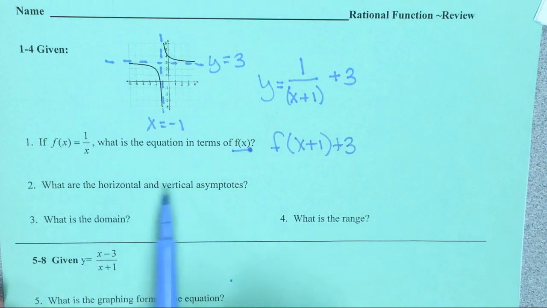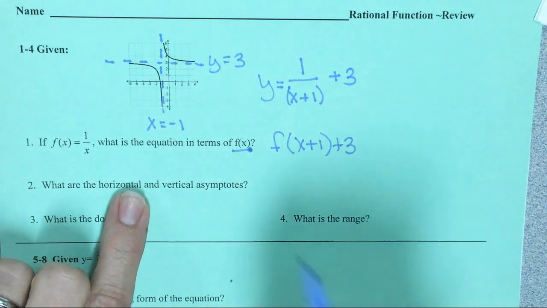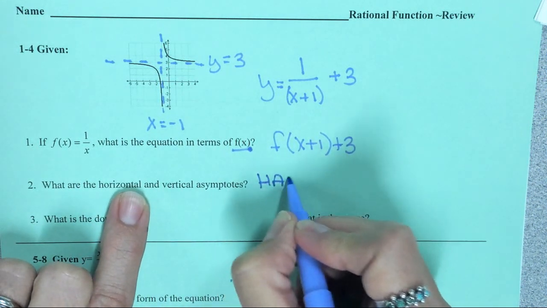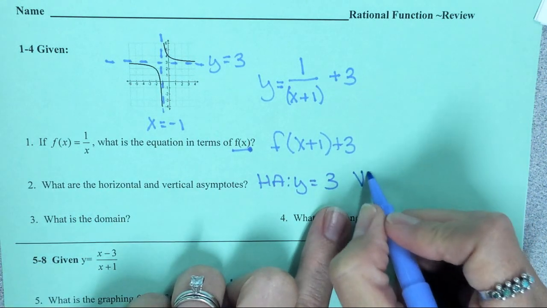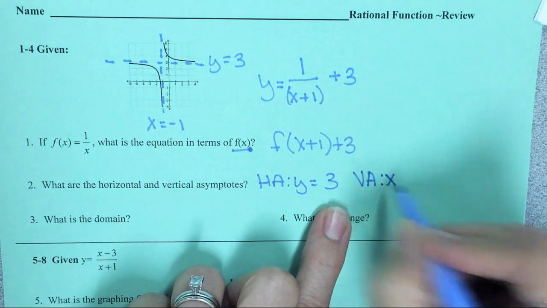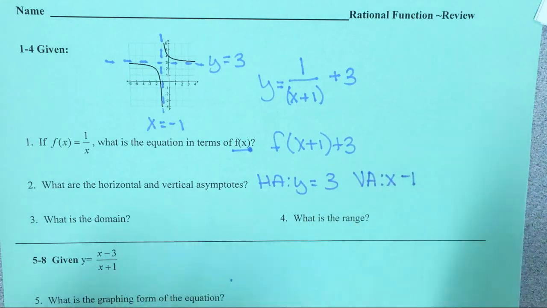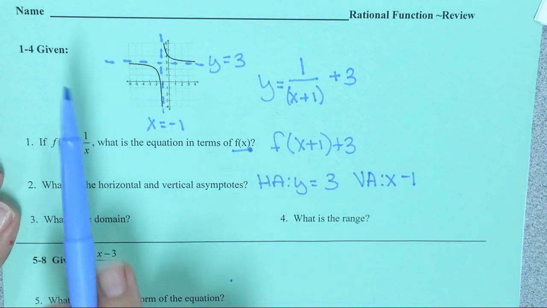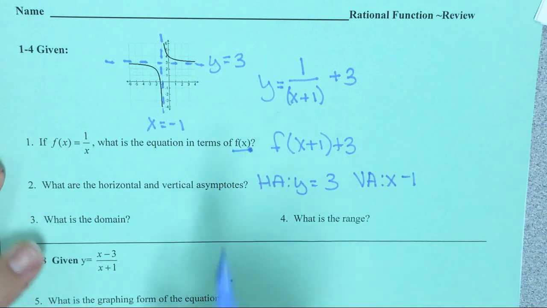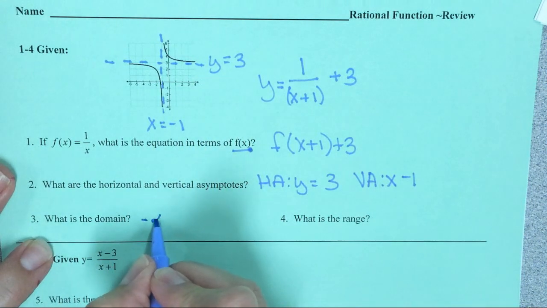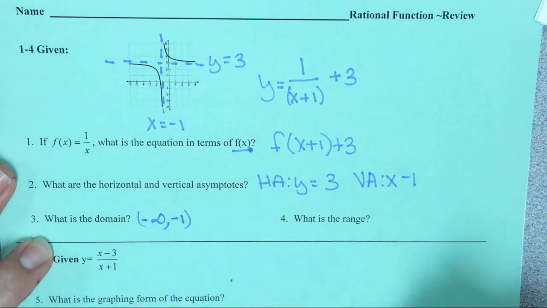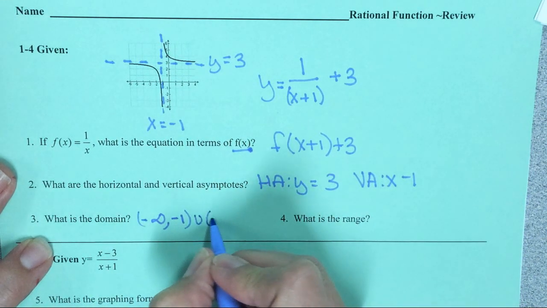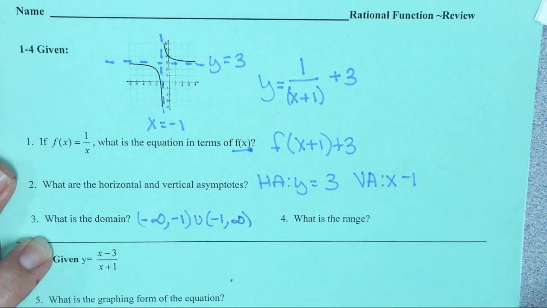They want to know what are the horizontal and vertical asymptotes. Your horizontal asymptote is the equation y equals 3. Your vertical asymptote is the equation x equals -1. The domain is what's going on in your graph from left to right. So this domain is going from -infinity all the way to -1, but not including -1, union -1 to positive infinity. So this means everything but -1.